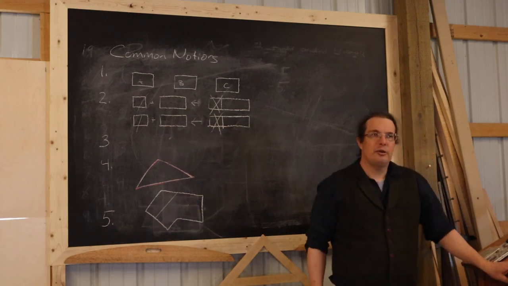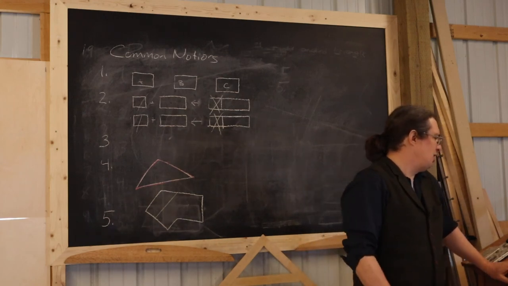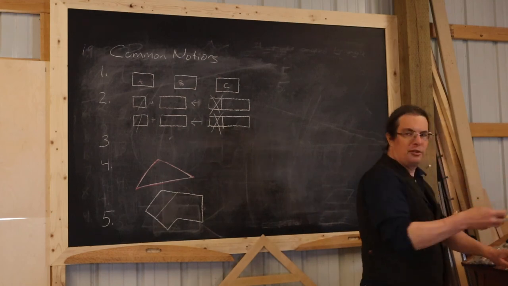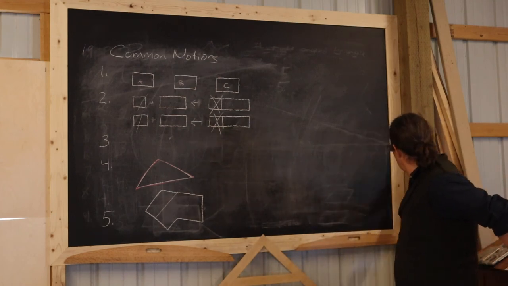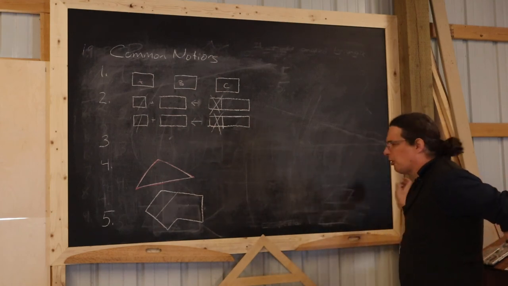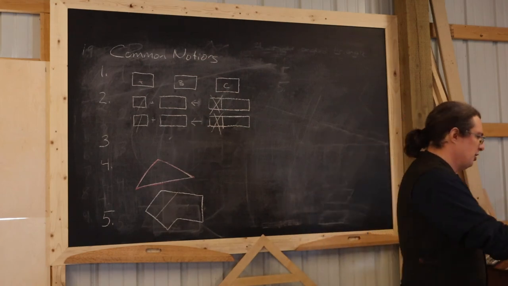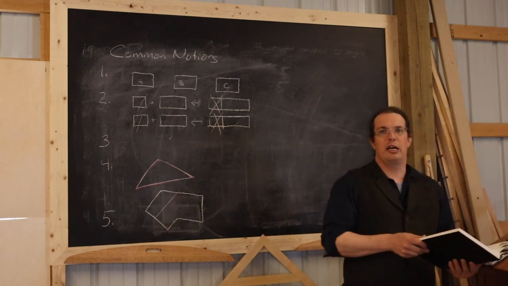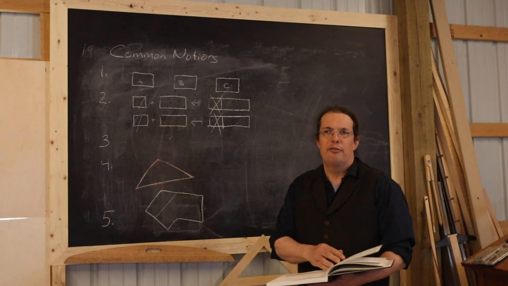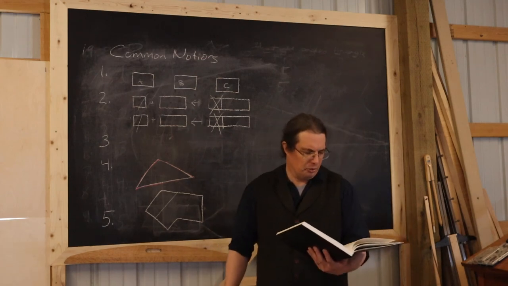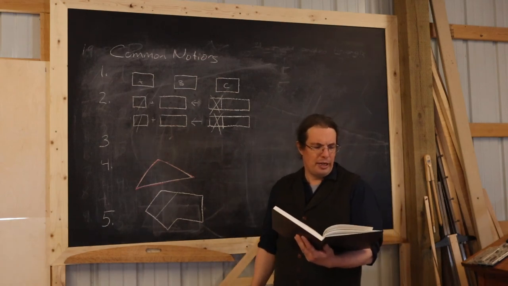Another good question would be, how does any of this help us with designing furniture? That's our goal here. This isn't just another course in Euclidean geometry. We're trying to apply it to furniture design or perhaps even architectural design. So how does it help us with that?